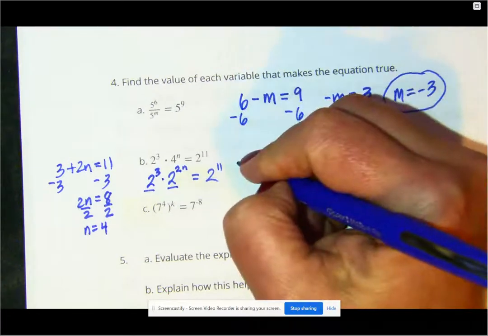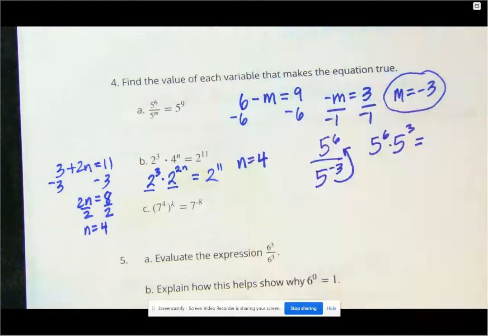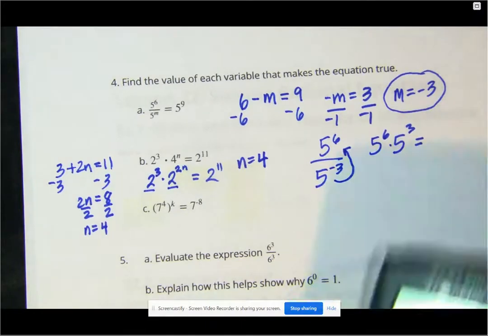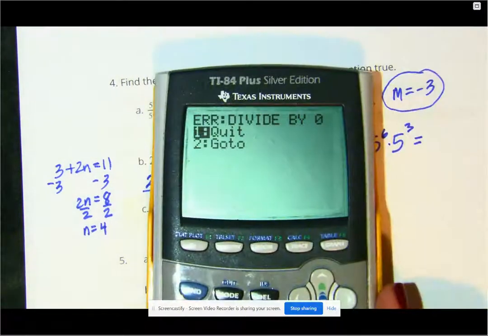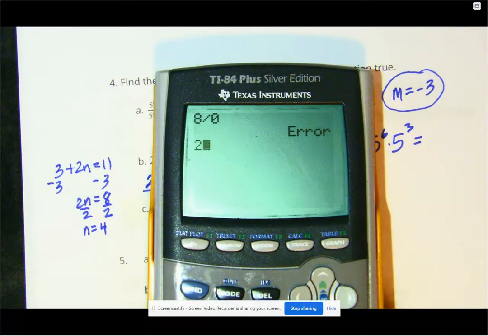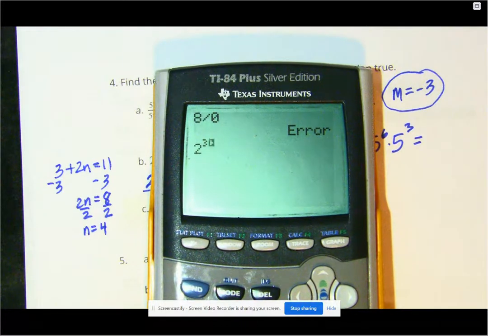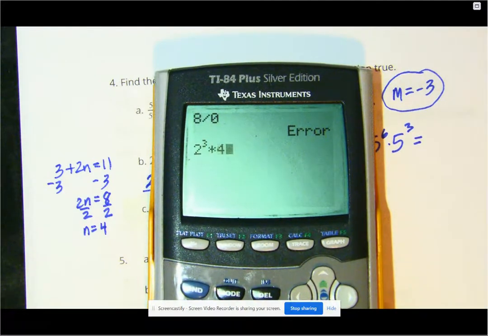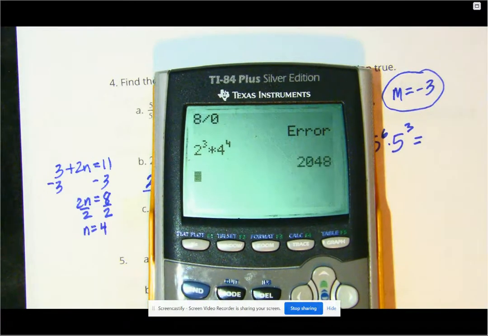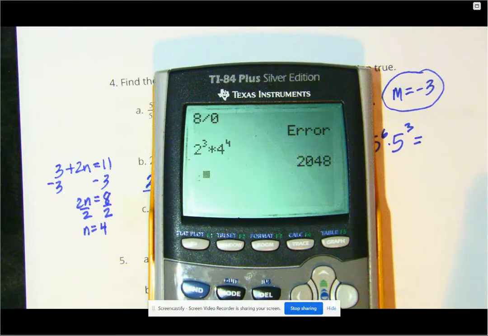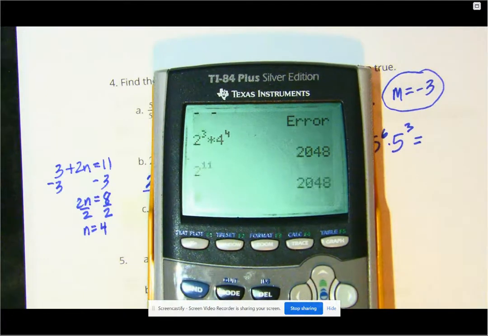And we could check this one on a calculator if we wanted. I didn't really do any of them. Let's see if that's right. 2 to the third times 4 to the, we got that n is 4. Is that what 2 to the 11th is? Yay, we got it right. Okay.